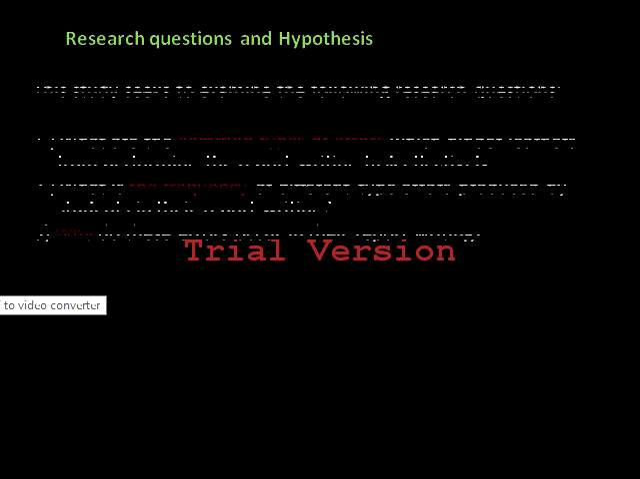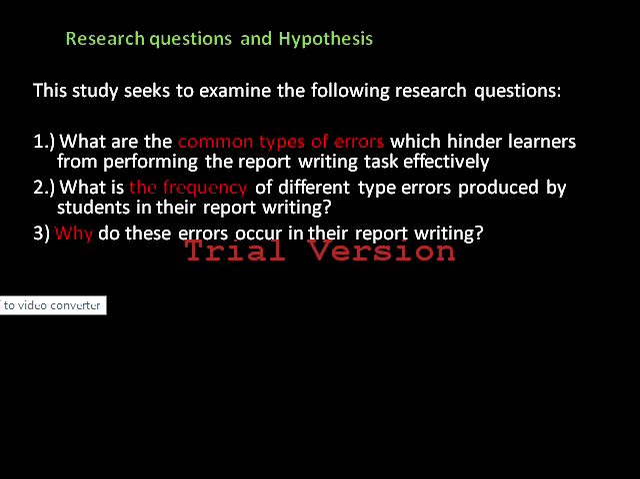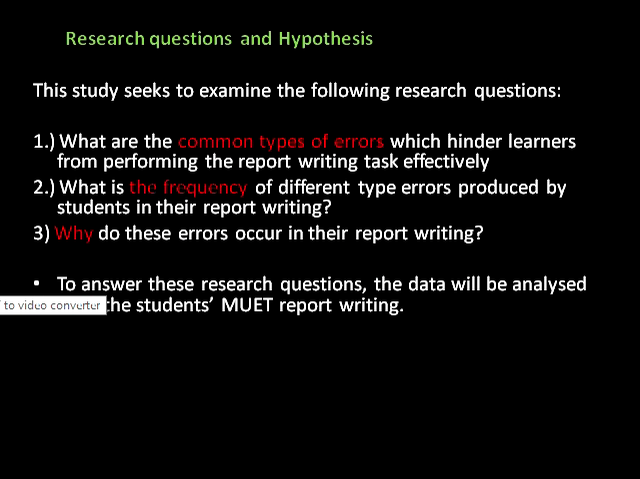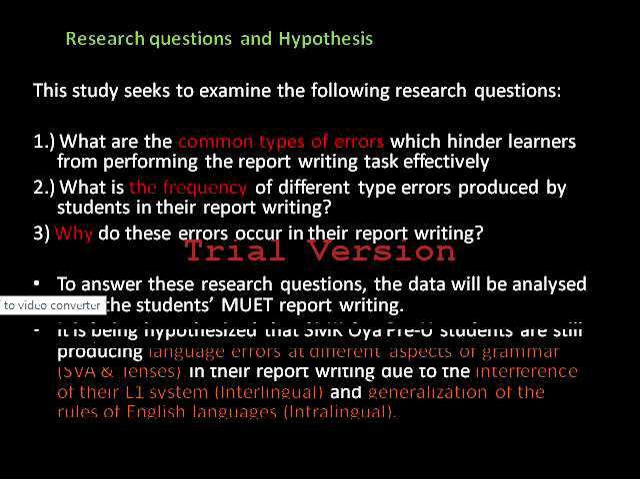Research questions and hypotheses. This study seeks to examine the following research questions. First question will be what are the common types of error which hinder learners from performing the report writing task effectively. Second question will be what is the frequency of different types of errors produced by students in their report writing. And the third question will be why do these errors occur in the report writing. In order to answer all these three research questions, data will be analyzed from students' report writing, which are taken from their examination script.